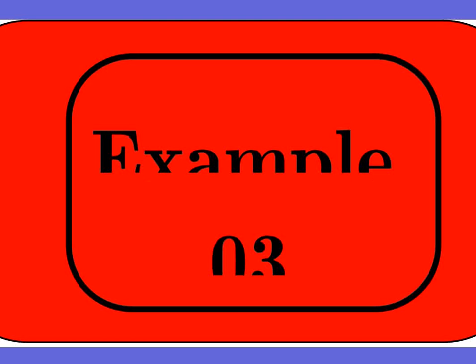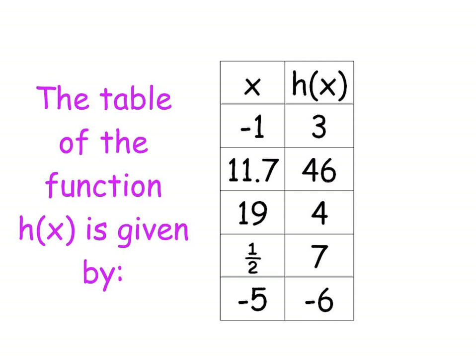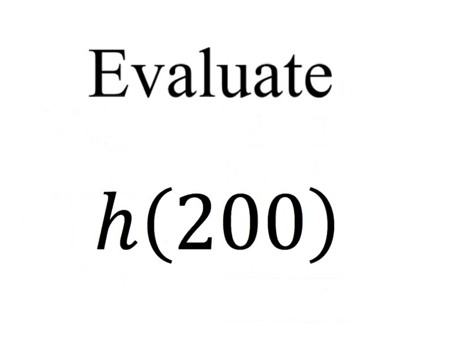Example number 3. Same chart, I believe. And so now we're going to figure out another question. It says evaluate h of 200. So if I plug in 200, what do I get back for h?